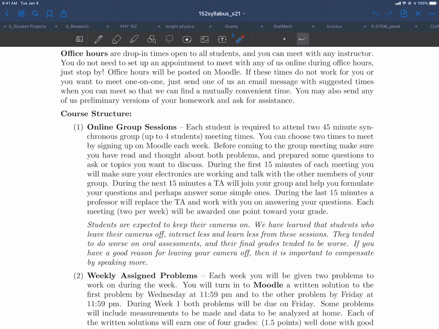You've got to engage more there. We do need to have you plugged in. We do need to have you in the course. That being said, what's going to happen is you're going to spend 15 minutes with your group of 4 people, and then after that 15 minutes, a TA is going to join you. After that 15 minutes, an instructor is going to come in and see you. And the sign-up times for that are all on Moodle.